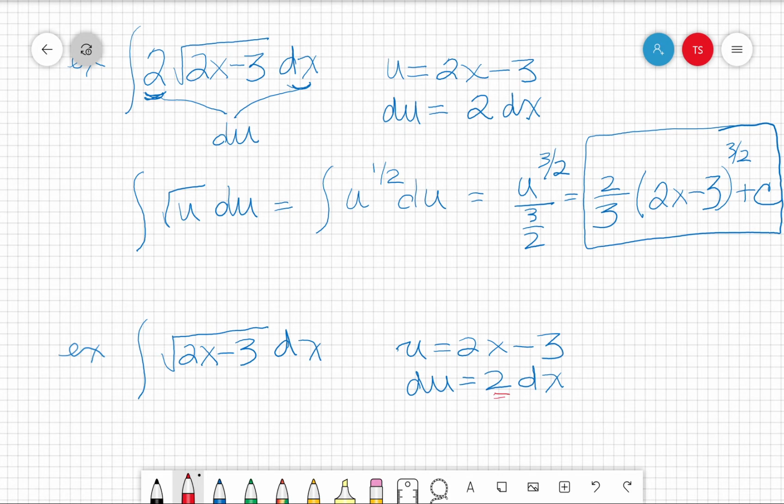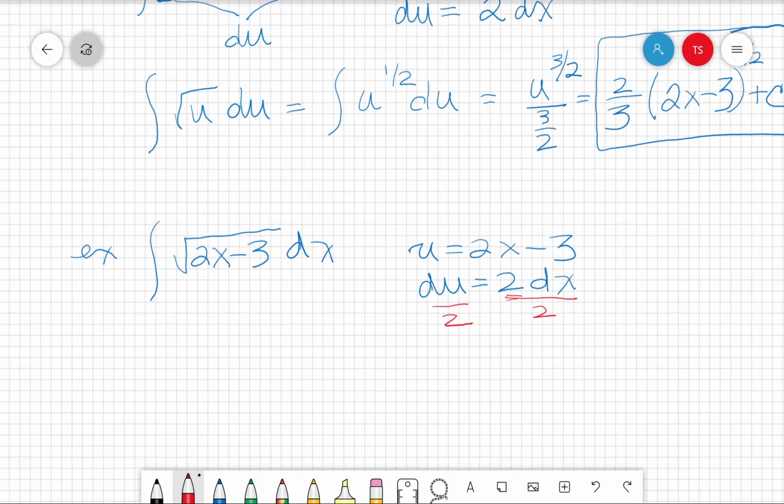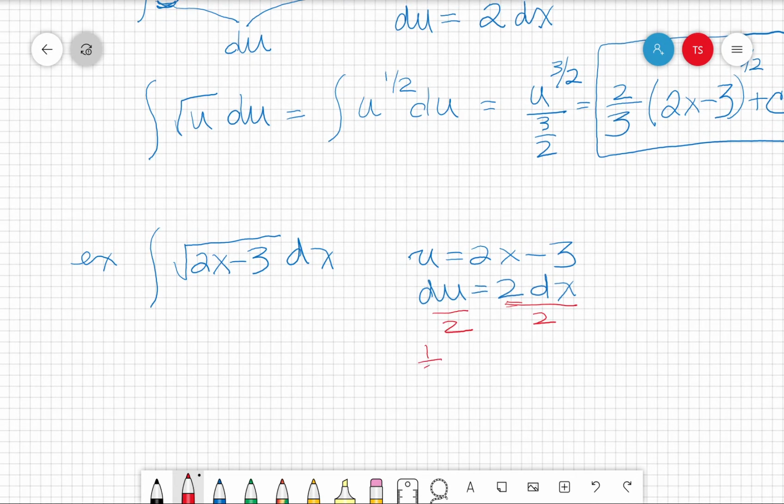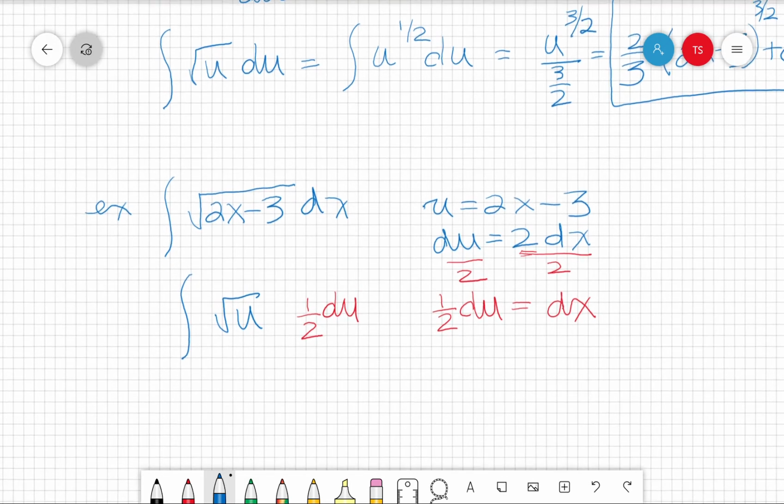I'm going to divide both sides of this equation by 2. And so essentially what I have is 1/2 du is equal to dx. So we'll substitute that into the problem. And so what we have then is the square root of u times 1/2 du.